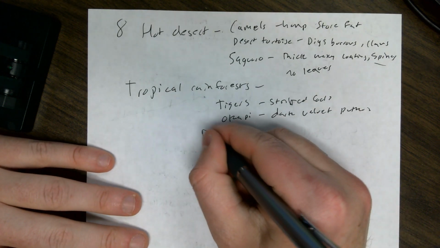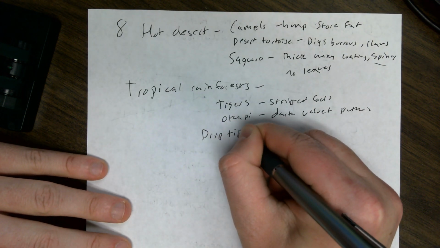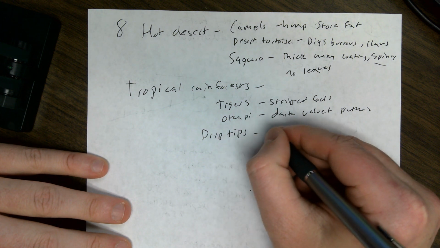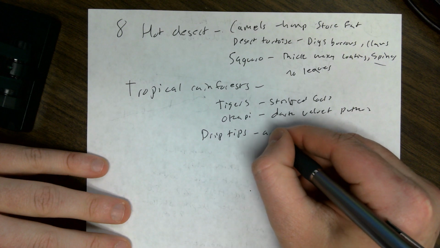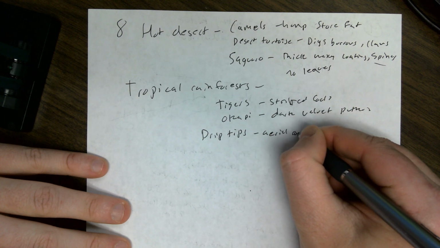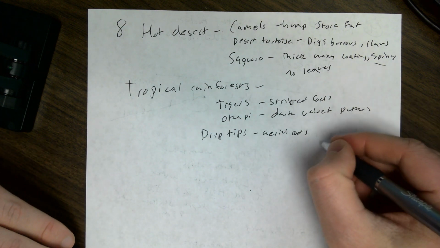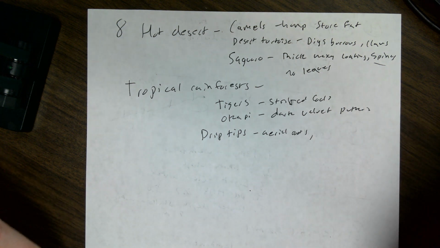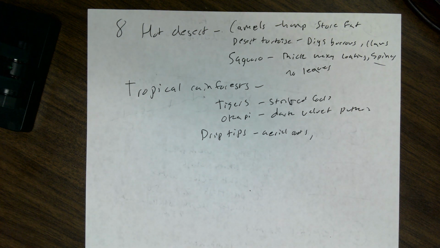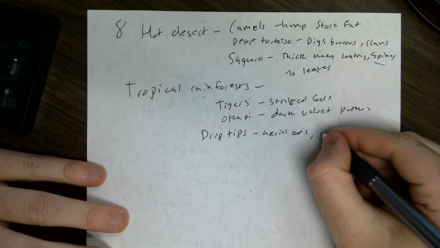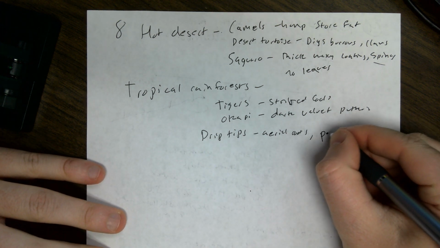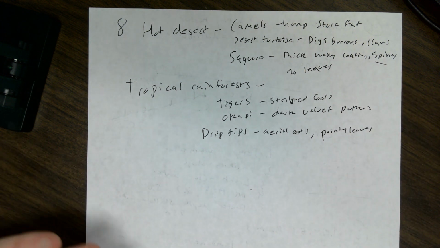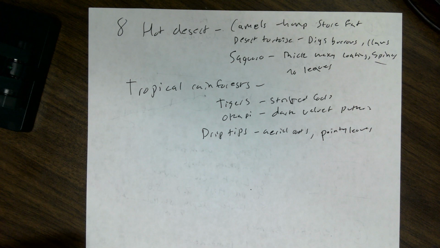For plants, for this one, we have what are called drip tips. Drip tips are a climbing plant, and they have aerial roots. This allows them to attach to different trees, and so they can actually survive in the air, attached to another tree. And then they have very pointy leaves to drain excess water because it rains a lot. So they have these pointy leaves to drain excess water, which is a cool adaptation.